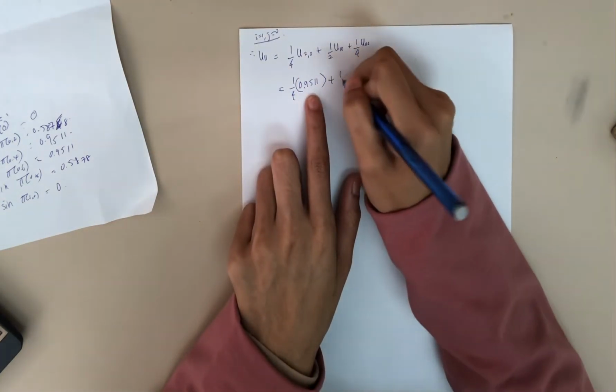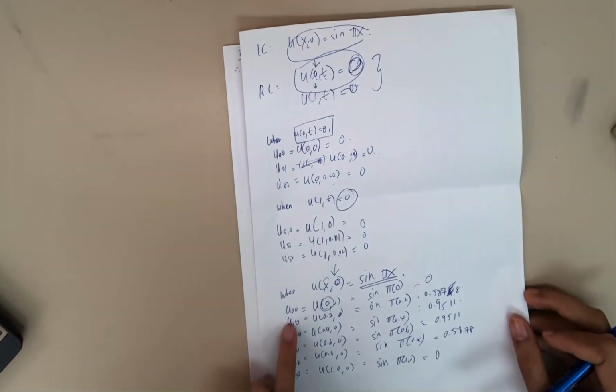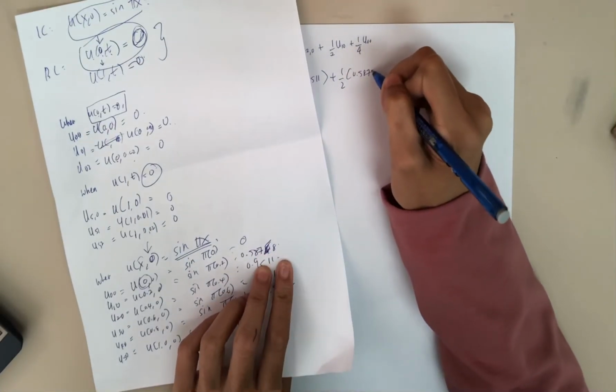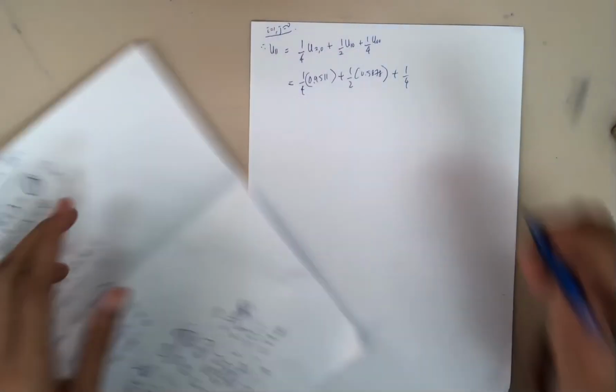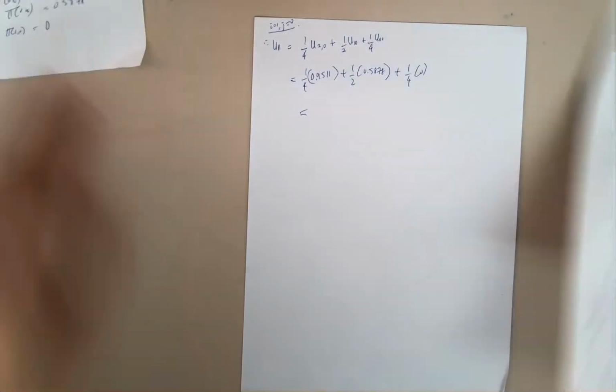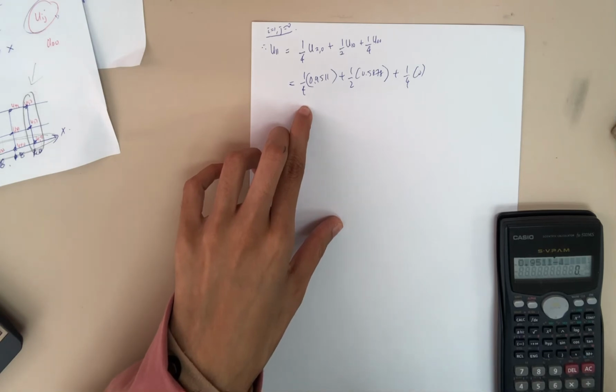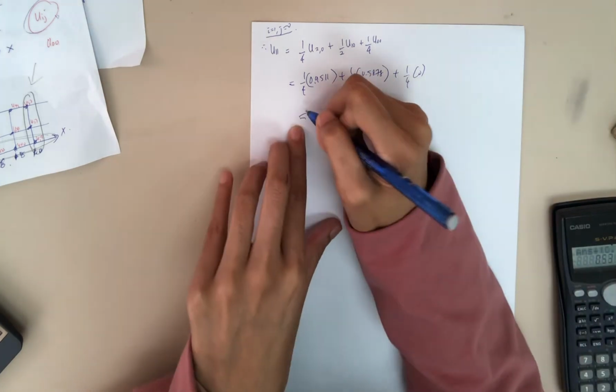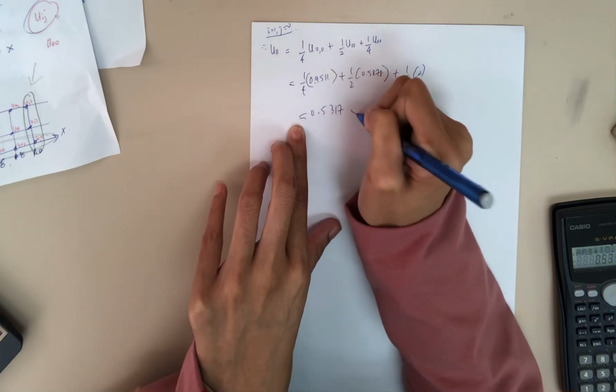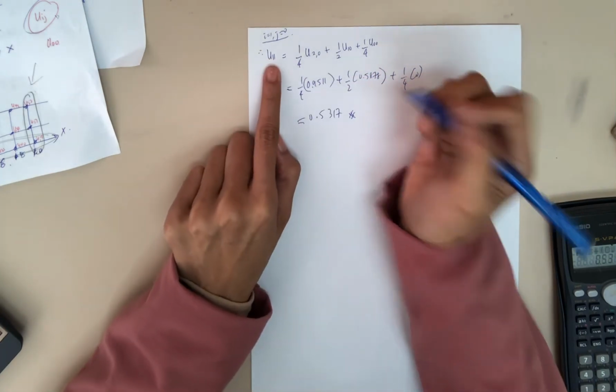And then plus 1 over 2 U10. Okay, tengok ni lah. U10, mana 10? This one, U10 is equal to 0.5878. And then the last one, U00 is equal to 0. So, you solve lah. Okay, kita calculate lah yang ni. The answer that you should get is 0.5317. So this is the value for U11.